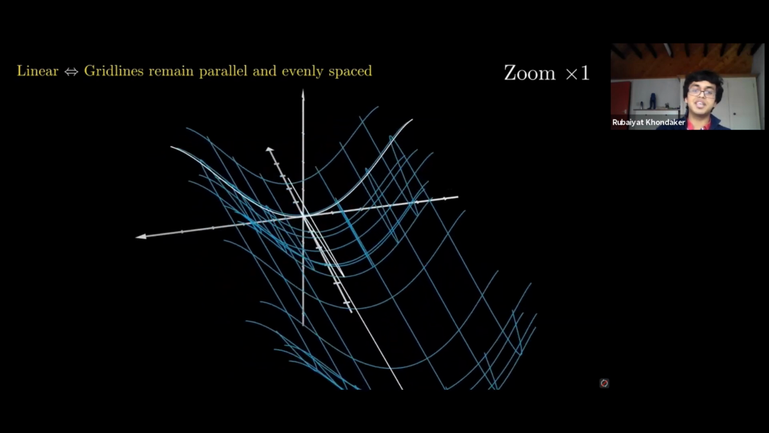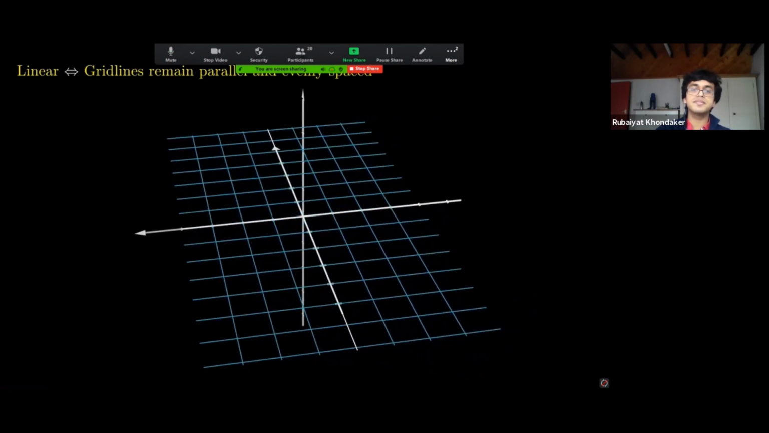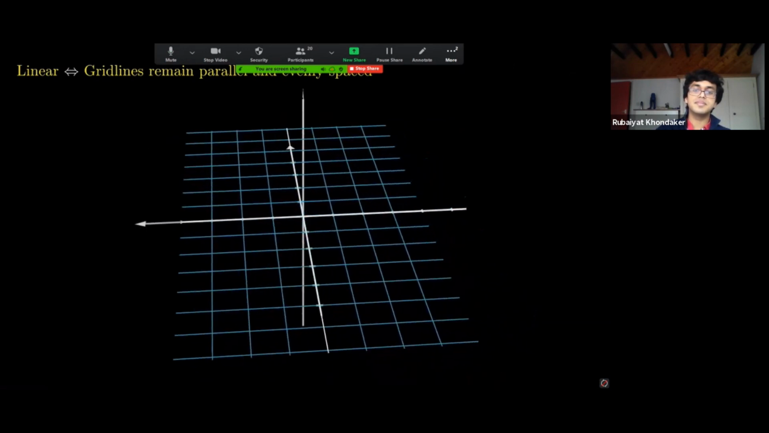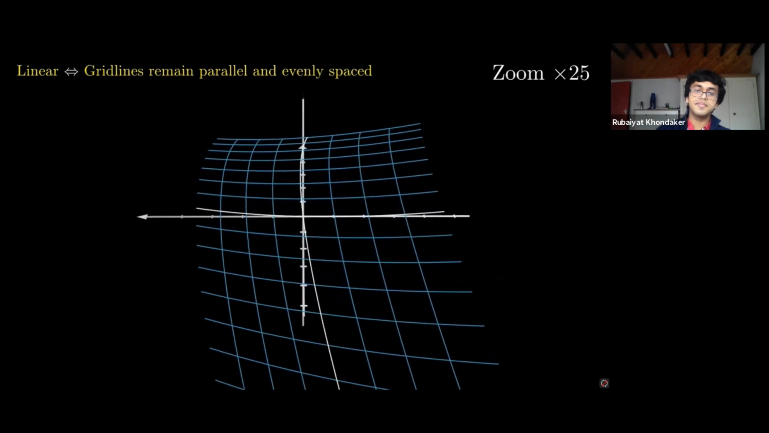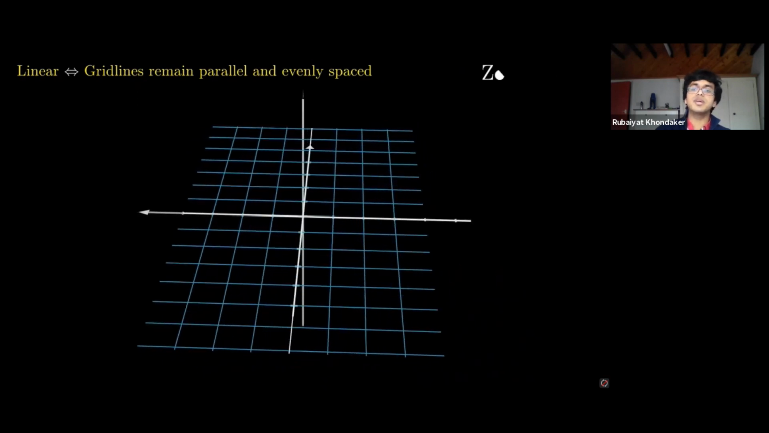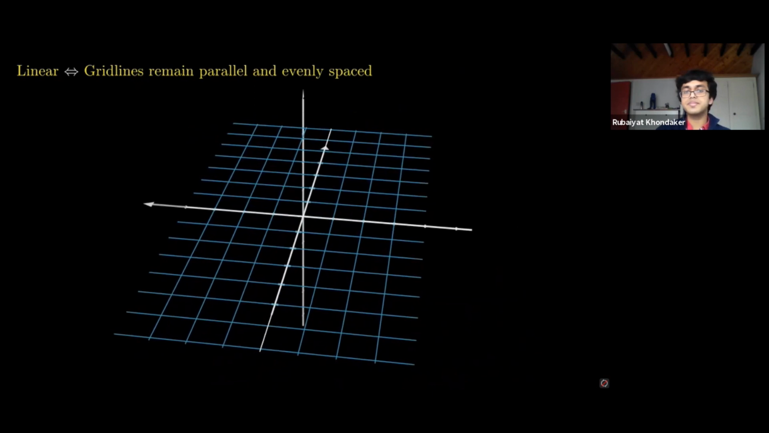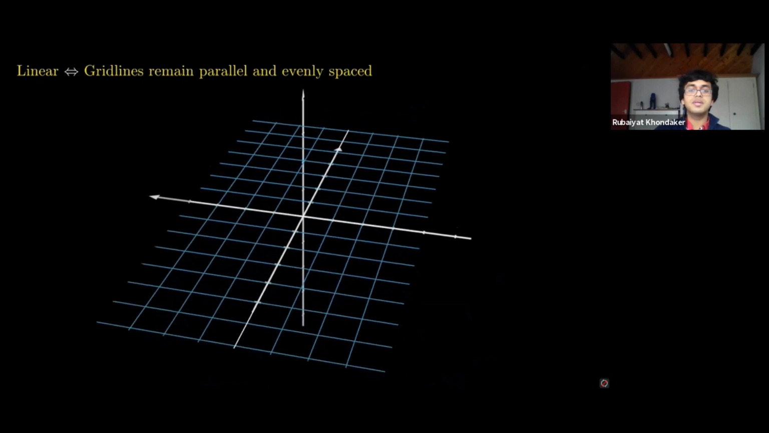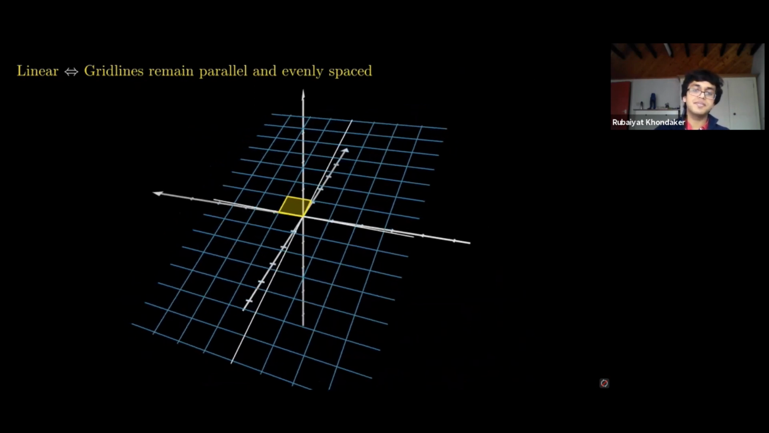So again, I'm doing a particular non-linear transformation to the plane, and I'm zooming in closer and closer. And it looks more and more like it ends up being parallel and evenly spaced. And again, what we want to find out for that correction factor is the local area distortion factor.